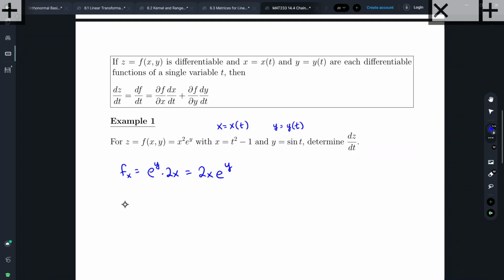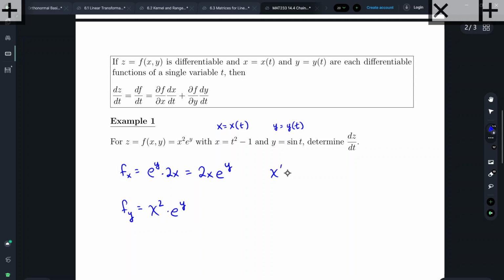Okay, so now what about the partial with respect to y? Now I'm thinking of x as constant, so x squared is a constant coefficient, so the derivative doesn't affect that. And then the derivative of the exponential is exactly the same exponential, so the partial with respect to y is exactly the same.